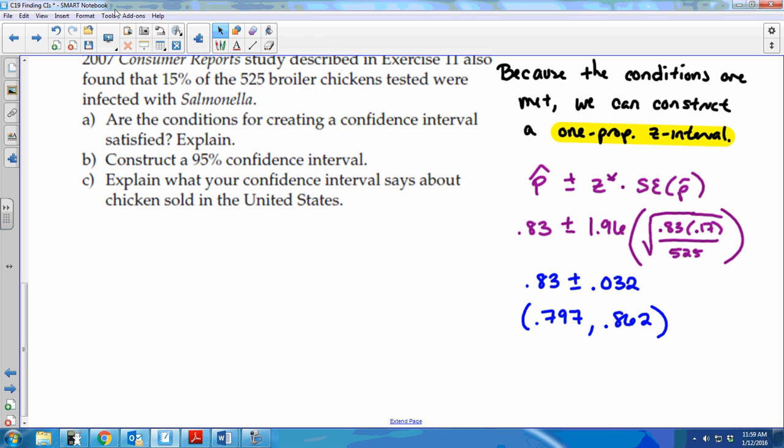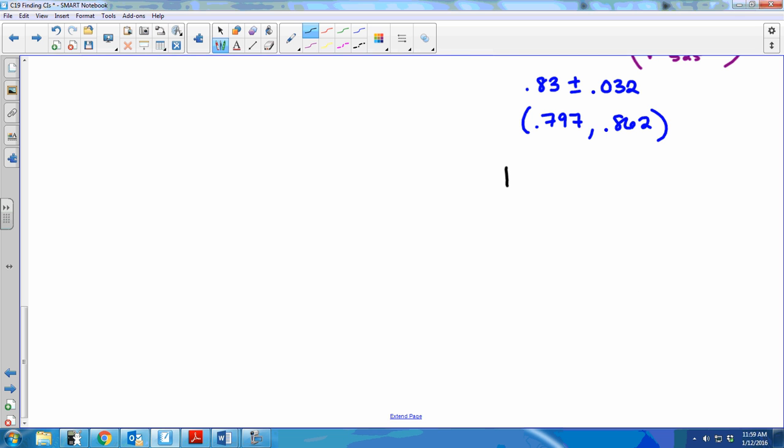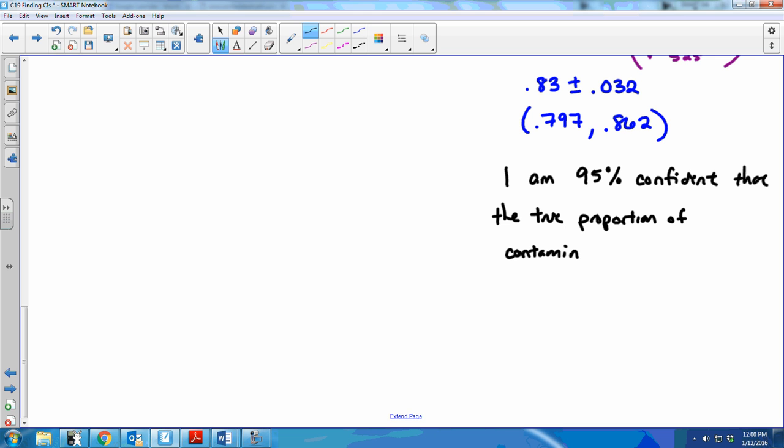Can't stop there. I am. We are. Whatever you want to say. 95% confident that the true proportion, what are we looking at in this case? What are we talking about? The true proportion of infected or contaminated chickens. I kept saying infected this morning, but I guess technically it's contaminated. They're broiler chickens. They're dead. They've already cooked. All right, 95% confident the true proportion of contaminated chickens is between 79.7% and 86.2%.